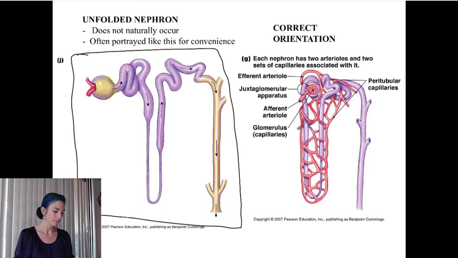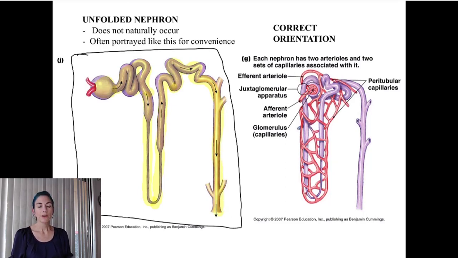Bowman's capsule, proximal tubule, descending loop of Henle, ascending loop of Henle, distal tubule, collecting duct.